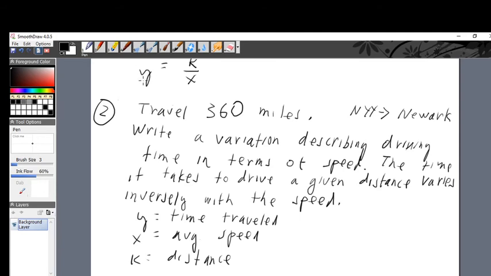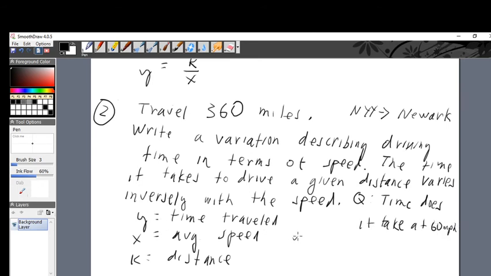But we're interested in the time, and it's going to be the inverse of the speed. The faster, the less time. The slower, the more time. Okay, now what do they want to ask us? Here's the question: how much time does it take at 60 miles per hour?